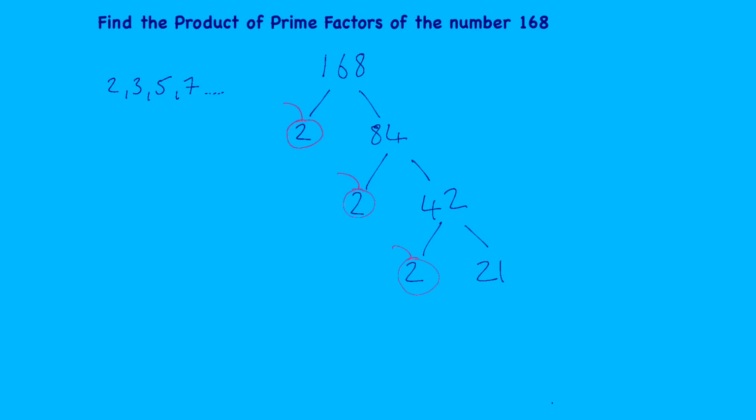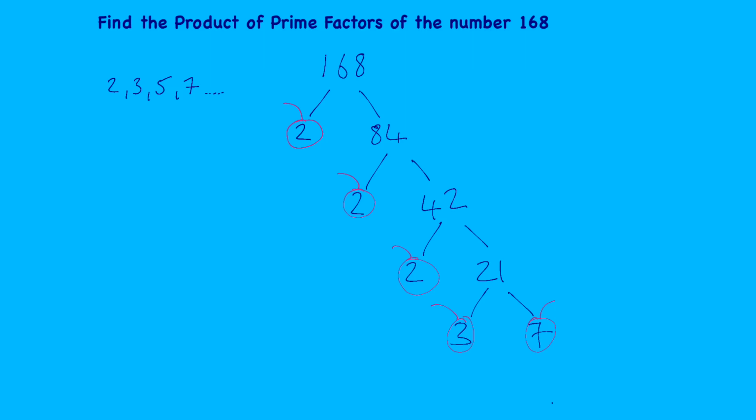21. 2 doesn't work, so let's try the next number, which is 3. Yes, that works. So 3 divides into 21 7 times. So here, once again, we circle our cherry, number 3, a prime number. Oh, 7 is also prime, so we also circle that number, and the branch finishes there too. So this is my final answer.